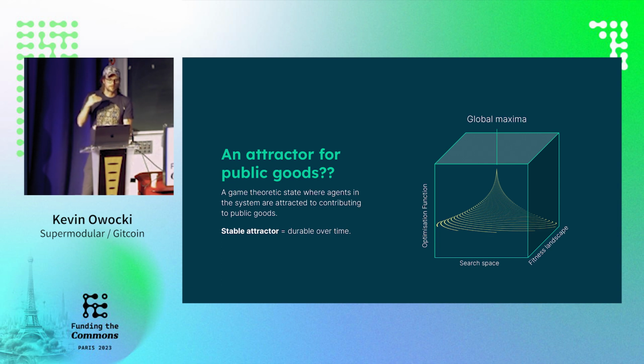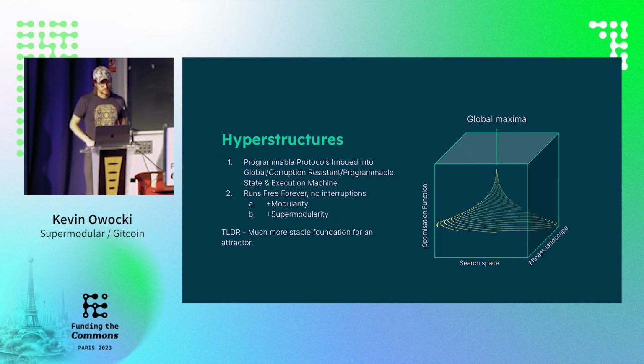So we've got an optimization function in this fitness landscape, in this search space, in which we're trying to deploy mechanisms and memes and anything else that we can that helps us reach our global maxima of how much we can fund public goods, how much we can make sure that the commons are funded. And if we hit this state, then we're going to reach a world in which people can volunteer in their communities and be involved in creating public goods in their communities, and they can be adequately rewarded for the work that they're doing in their communities. And that's why we want to create an attractor for public goods.